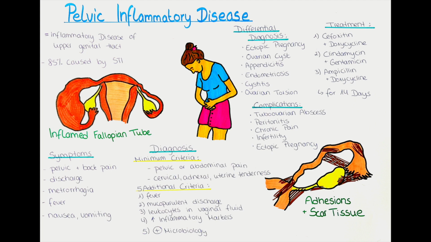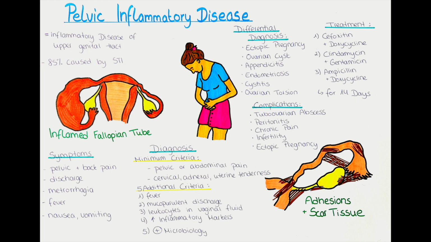In a laboratory examination, usually a high leukocyte count and a high CRP can be found. When we suspect a PID, we should also make a pregnancy test to exclude either a normal or ectopic pregnancy. To make a definitive diagnosis, also a laparoscopy, CT scan, or MRI can be done, but it's not routinely recommended. To help to make the diagnosis, there's a classification of major and minor criteria.